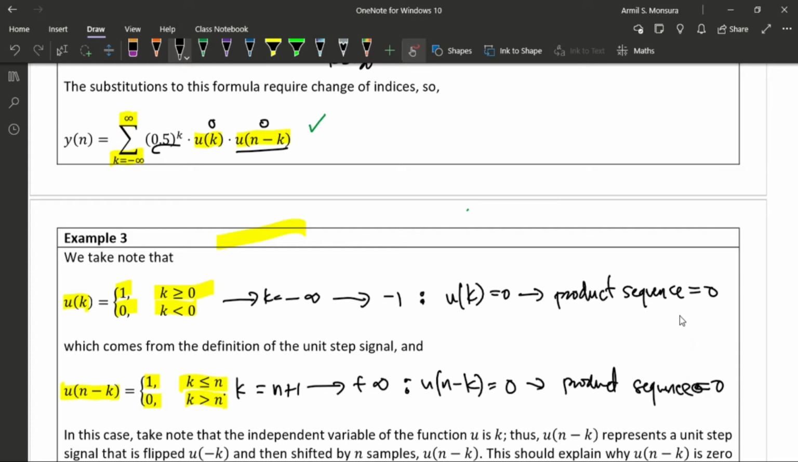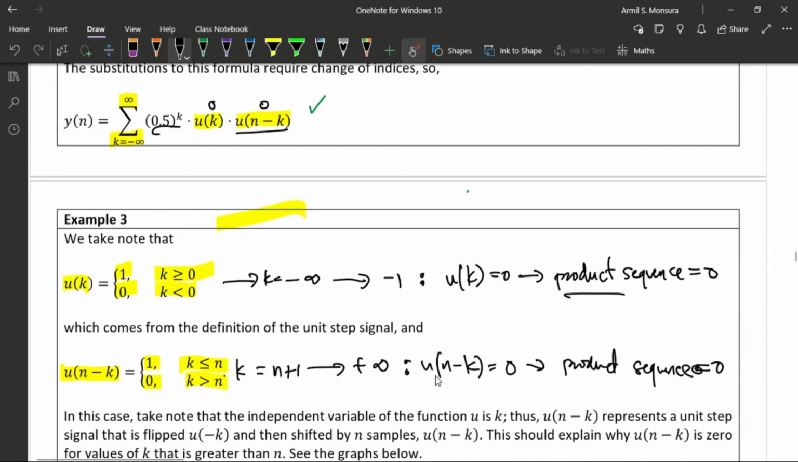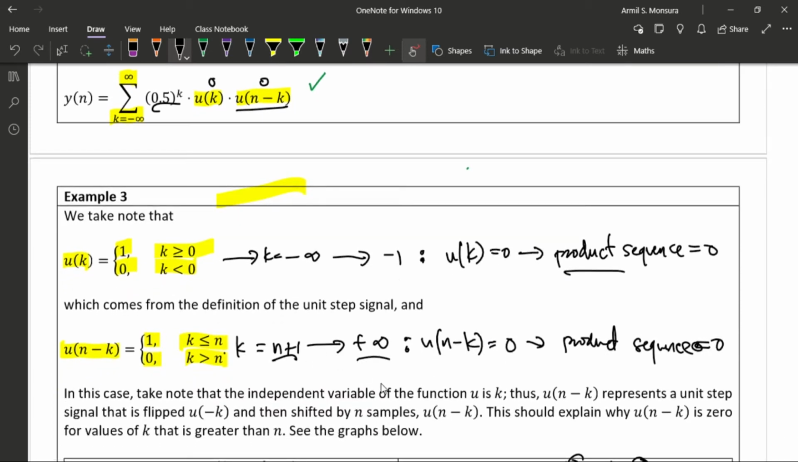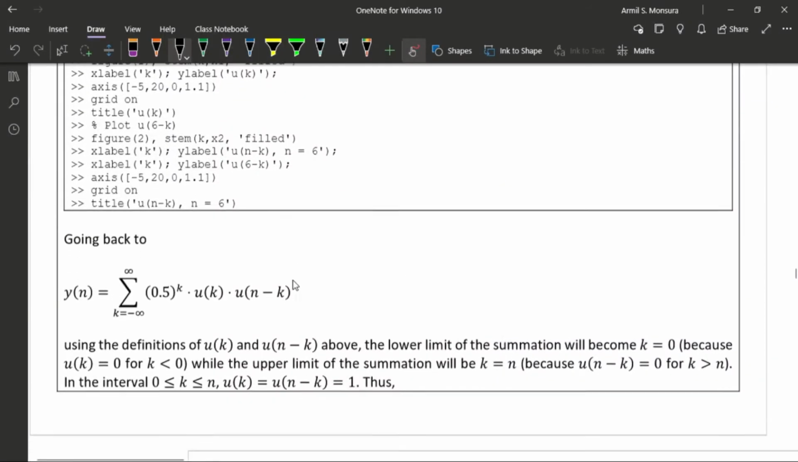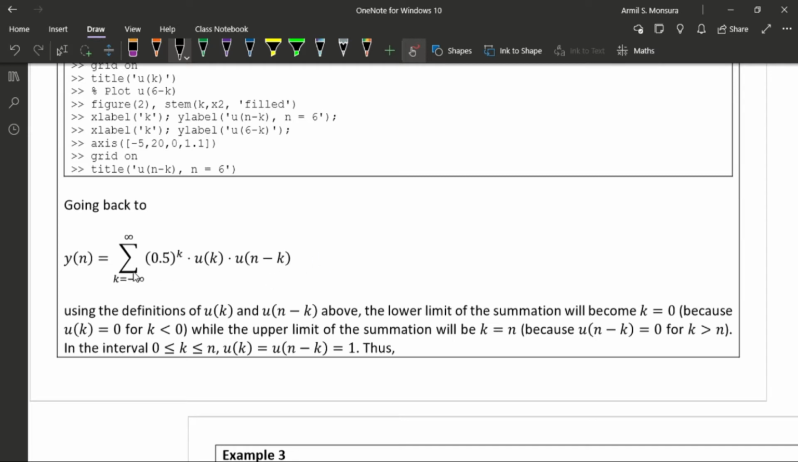So, ibig sabihin, from negative infinity hanggang negative 1, 0 yung product sequence niyo. And from n plus 1 hanggang positive infinity, 0 din yung product sequence niyo. So, ano ang mangyayari sa summation natin? It would now be obvious na itong mga limits natin ay magkakaroon na ng value. Hindi magiging 0 yung product sequence niya kapag yung k niyo ay simula 0 hanggang n.